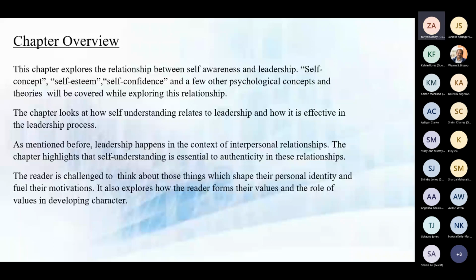Right. So the chapter looks at how self-understanding relates to leadership and how it is effective in the leadership process. As mentioned in previous chapters, leadership happens in the context of interpersonal relationships. So the chapter highlights that self-understanding is essential to authenticity, or being authentic, in these relationships. The reader is challenged to think about those things which shape their personal identity and fuel their motivations. It also explores how the reader forms their values and the role of values in developing character.